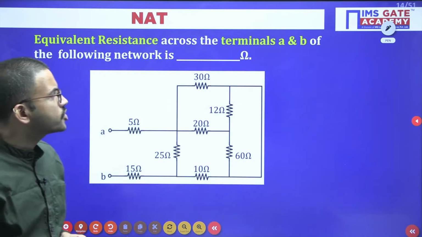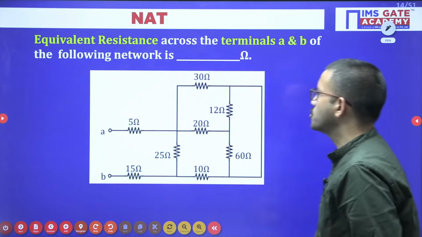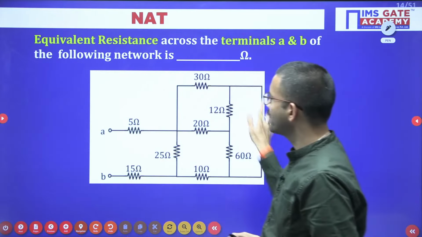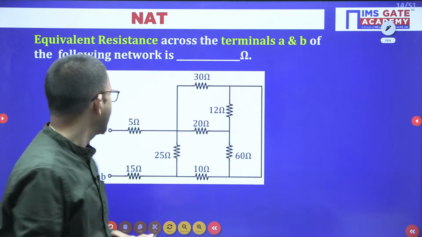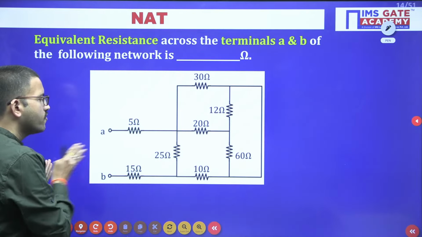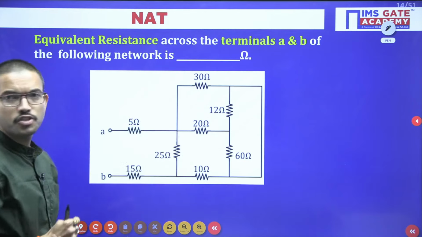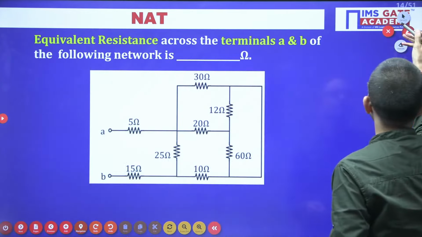Yeah, this is the NIT question, so obviously the answer will be a number. In this question, I have given a network which completely has resistors. You have to find the equivalent resistance across these two terminals. When you look at this overall network with respect to terminals A and B, what is the equivalent resistance that you are going to get? All of you give it a try.